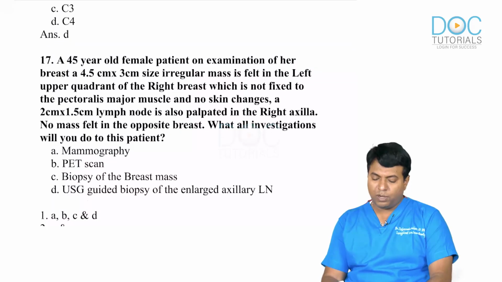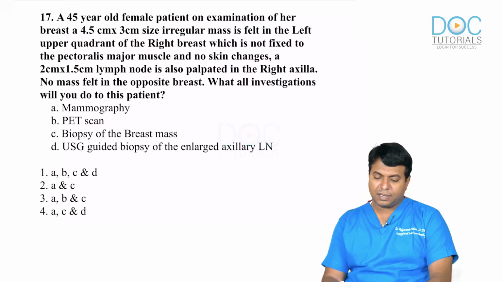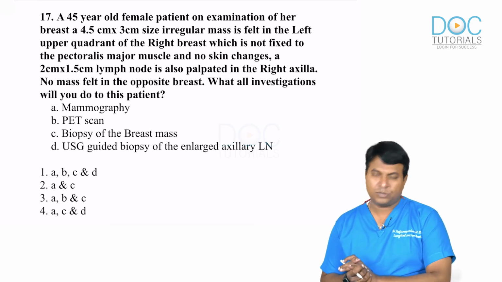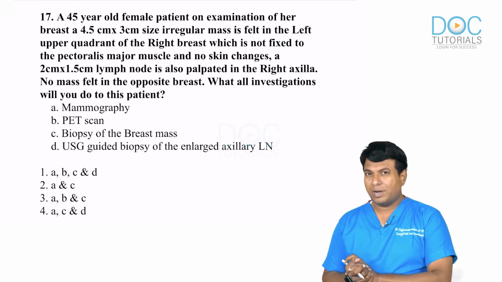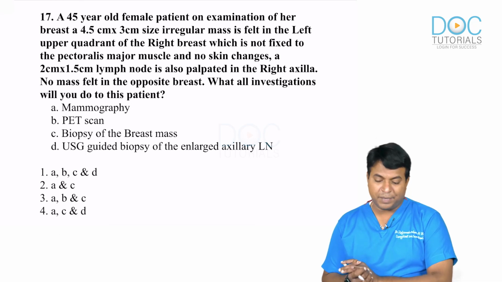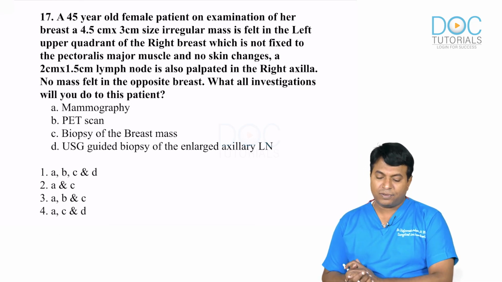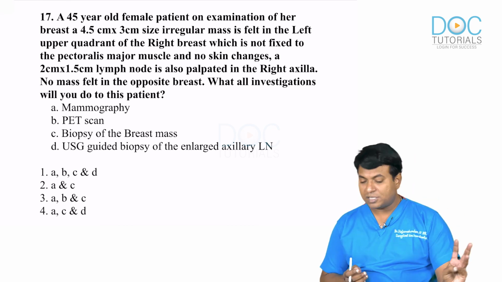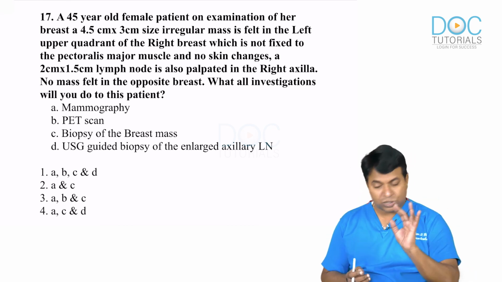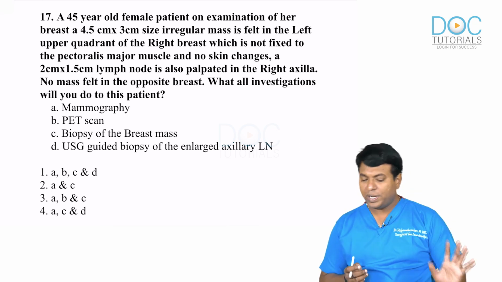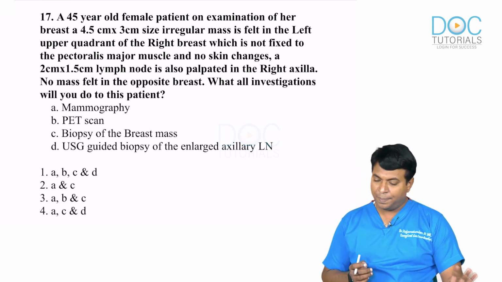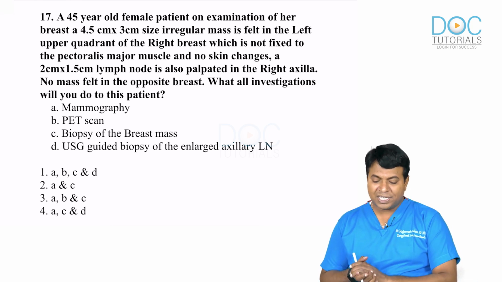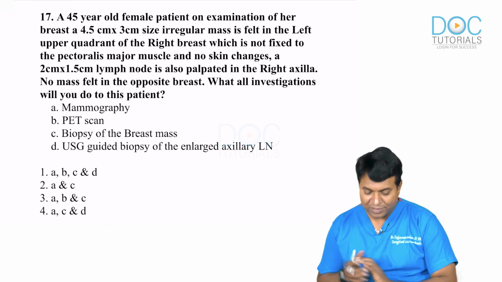A 45-year-old female patient presents to us with a breast swelling of 4.5 into 3. So it is T2. T1 is less than 2, T2 is 2 to 5 centimeters. It is felt in the left upper quadrant of the right breast, not fixed to pectoralis muscle, not fixed to chest wall, no skin changes. A single node 2 into 1.5 centimeter is palpated in the right axilla, no mass is felt in the opposite breast. What all investigation will you do in this patient?